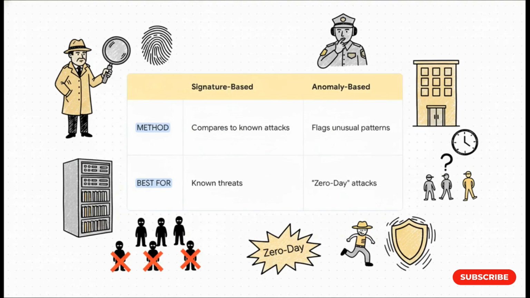First, you've got signature-based detection. The best way to think about this is like a detective with a book of mugshots. It compares everything it sees to a huge database of known attacks. It's amazing for catching the usual suspects.